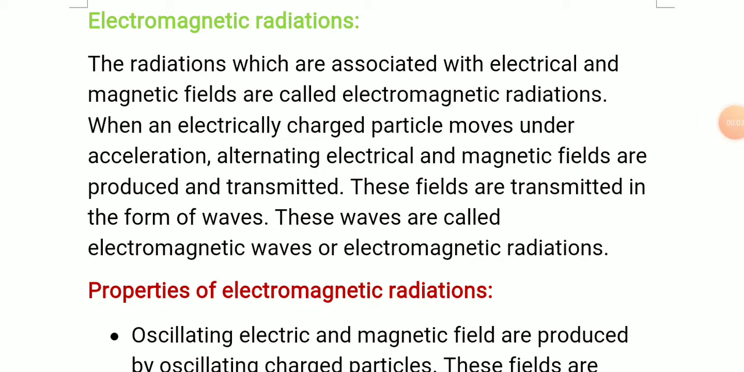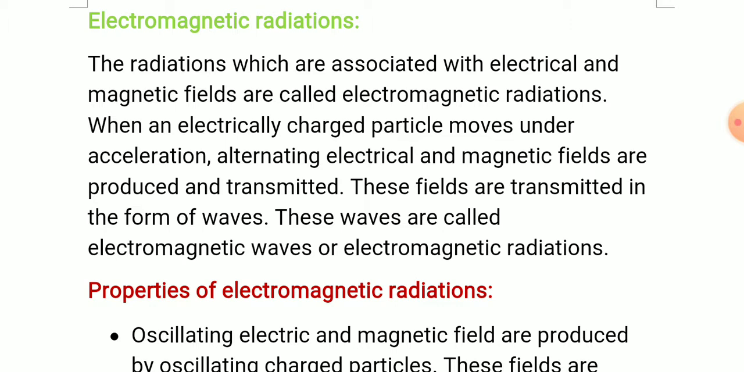Today I'll discuss ISC class 11 chemistry, the second chapter, structure of the atom. Today I'll discuss electromagnetic radiation. So what is an electromagnetic radiation? The radiations which are associated with electrical and magnetic field are called electromagnetic radiations.